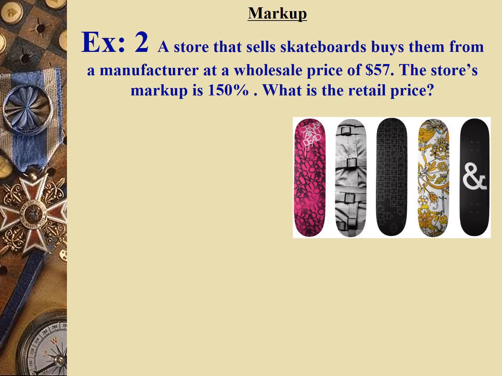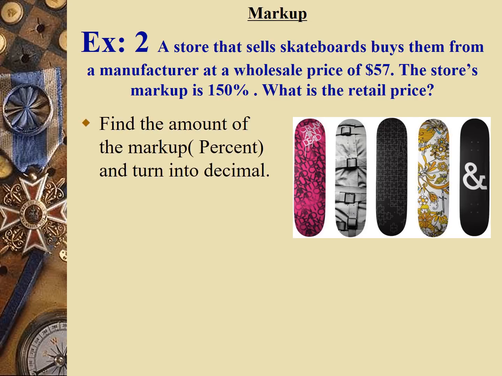Now let's look at an example of a markup. A store that sells skateboards buys them from a manufacturer at a wholesale price of $57. The store's markup is 150%. What is the resale price? First, we need to find the amount of the markup, the percent, and turn it into a decimal. So we have 150% of $57. So we have to change that 150% to a decimal. So we know if we don't see the decimal, it's at the end. We need to move the decimal over 2 places to the left.